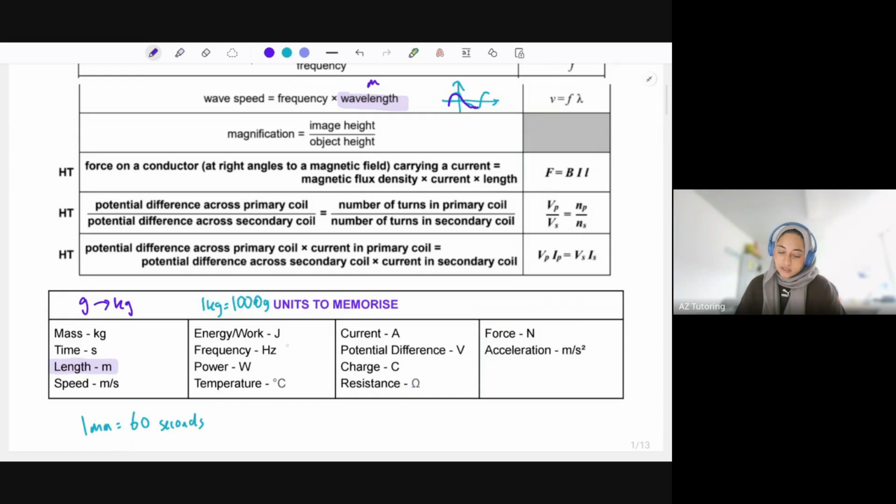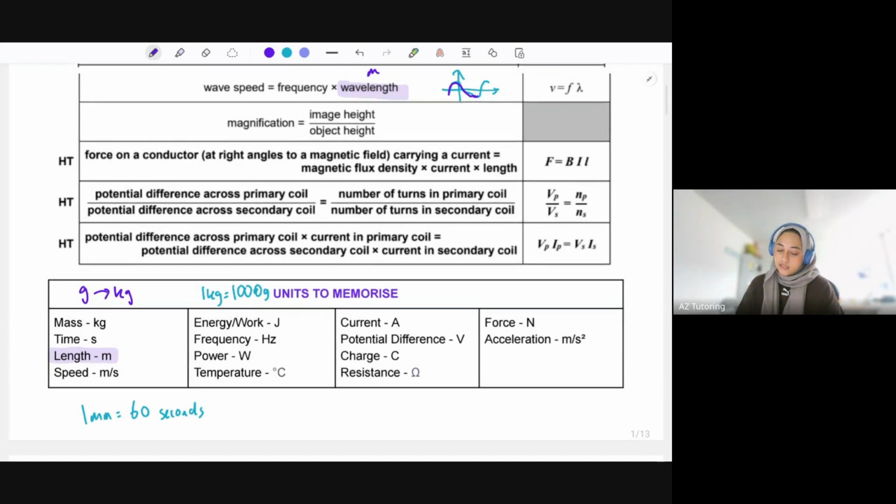Meters per second for speed. Energy and work is always in joules. Frequency in hertz. Power in watts, which they don't really assess you on this exam. That's more paper 1, but they can. Temperature, degrees Celsius. These ones, really, they're paper 1, to be fair.